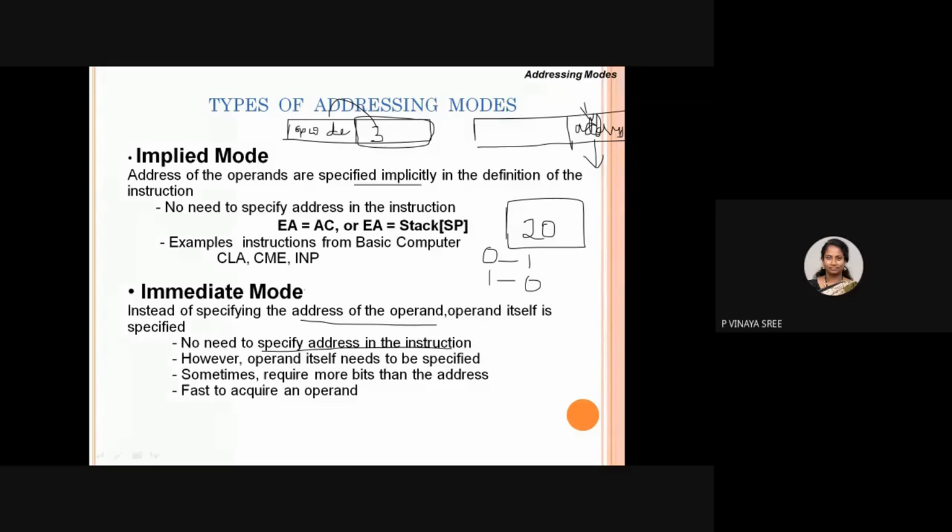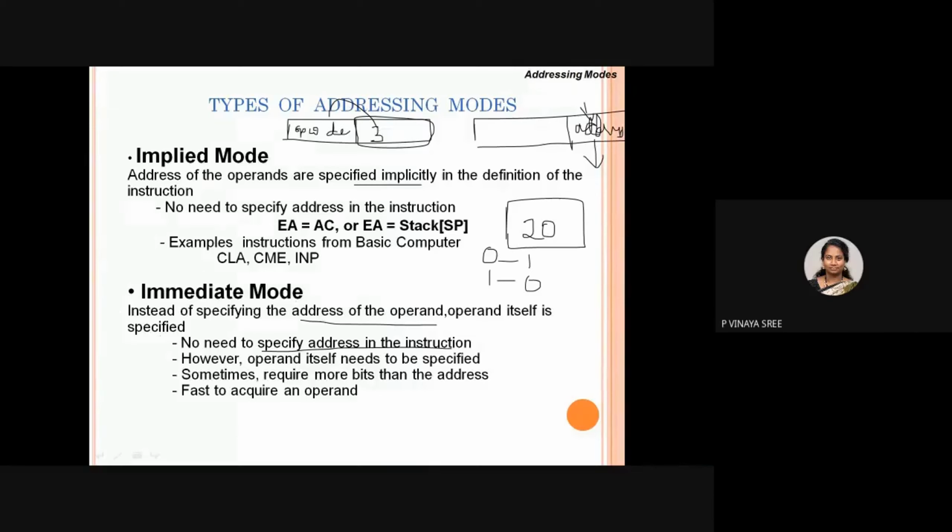Implied means we are not giving any address or anything, simply an opcode, like clear accumulator, complement E, all those. So when we do it, it will automatically, based on the register we have used, do whatever operation we have given in that particular opcode.